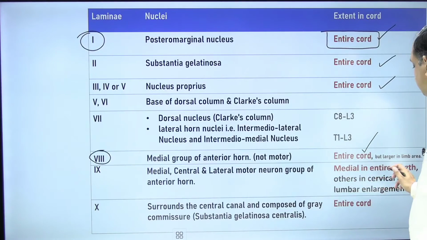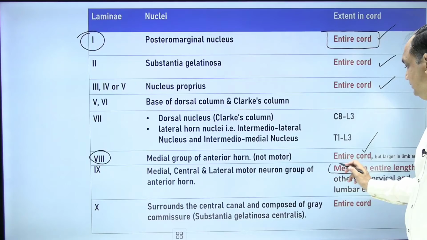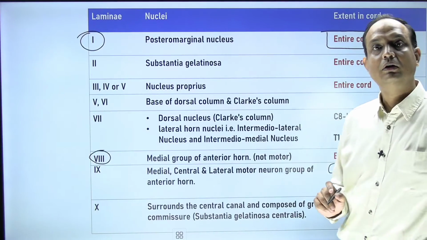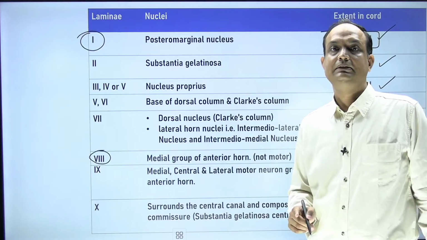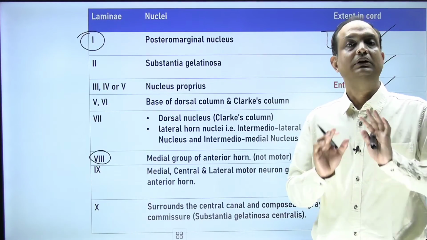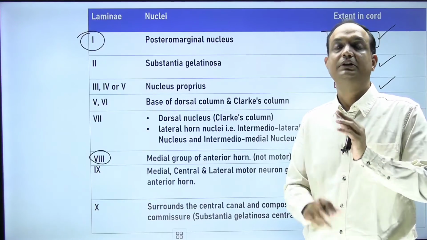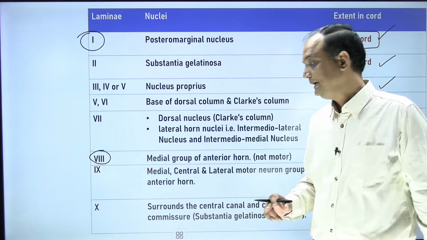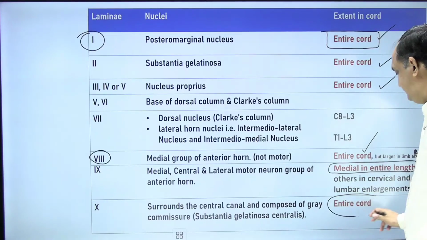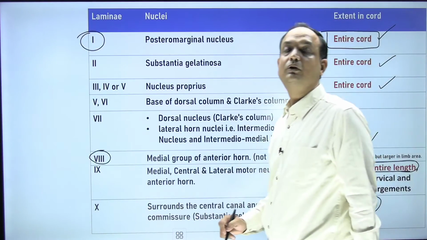Plus you have the medial nuclei of your anterior horn, which is also present in the entire length. But the central and lateral groups of the anterior horn do not extend in the entire length of the spinal cord. Then lastly, Rexed lamina 10 also extends in the entire cord.